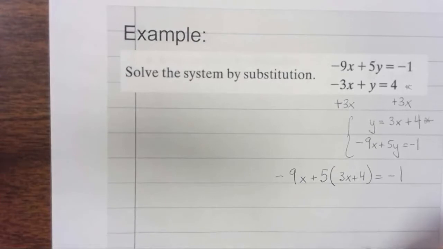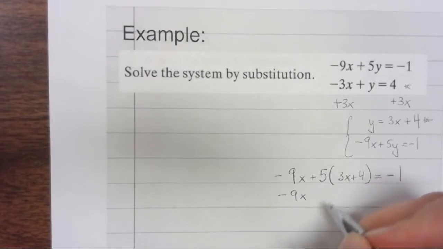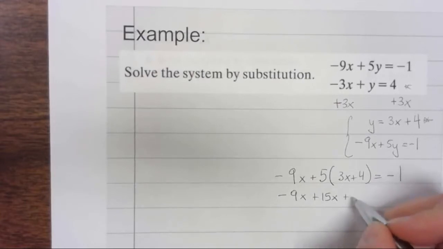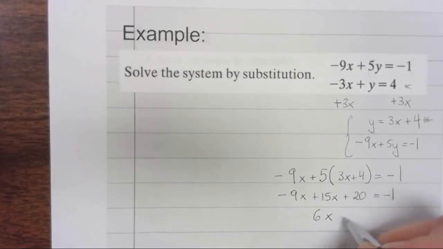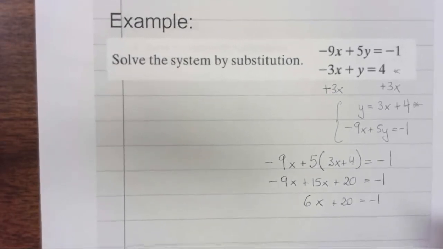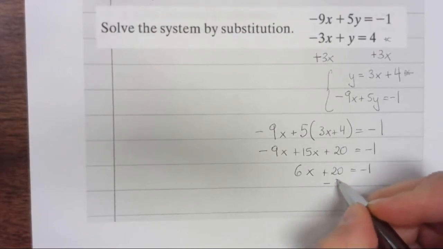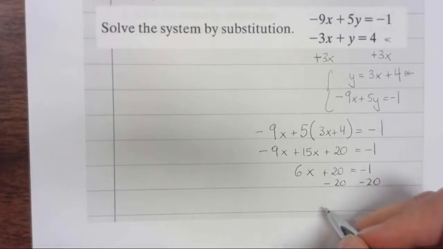I'm going to kiss parentheses goodbye by using the distributive property. So I have negative 9x. 5 times 3x is 15x. 5 times 4 is 20. Okay, I don't have parentheses anymore. Combine like terms. Negative 9 plus 15. Hopefully you answered 6x. Okay. Now I'm going to solve for x because that's my intention, right? Solve for x and y. So subtract 20.